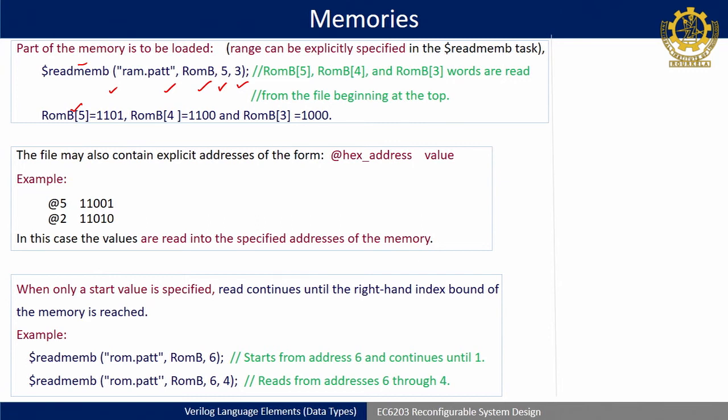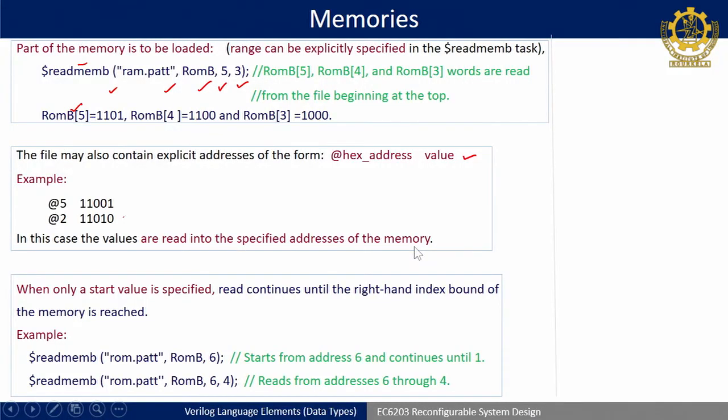Another is, while defining the binaries in the file, you can define explicit addresses by using the syntax @ followed by the hex address. So, if I am defining in the file itself like @5 11001, this is in context with another example. So, we have taken 5-bit binary, @2 11010. If you are specifying like this, then the corresponding addresses are defined. So, the file will take the values and store them in the corresponding address only. That means the values are read into the specified addresses of the memory.